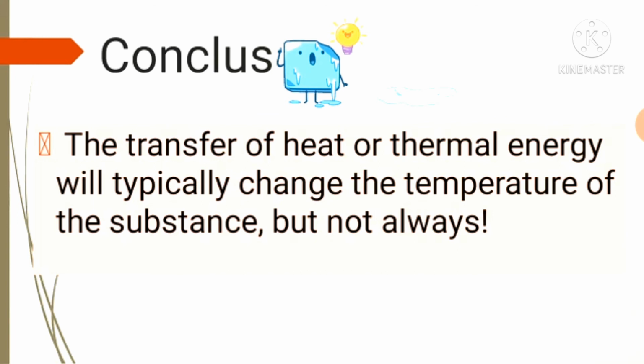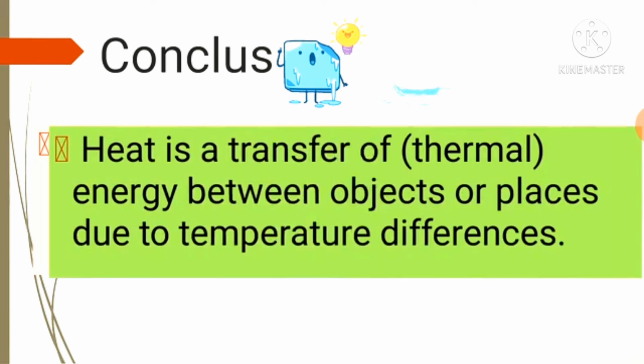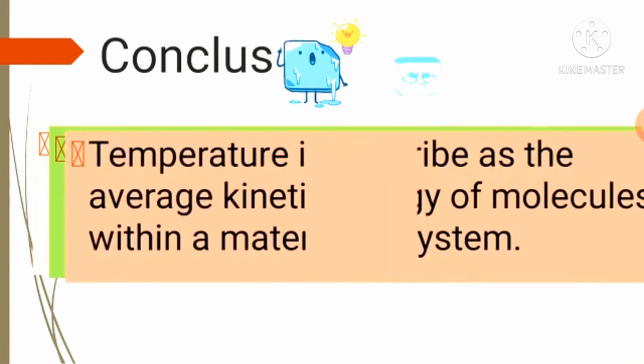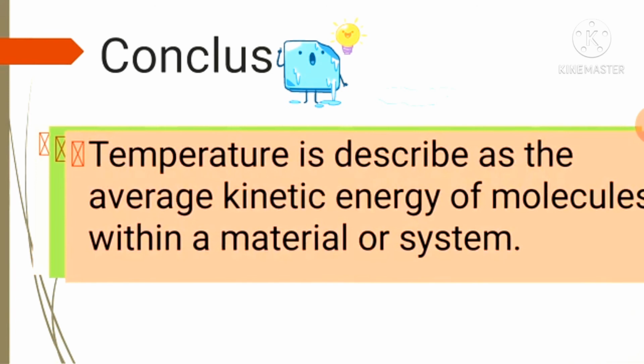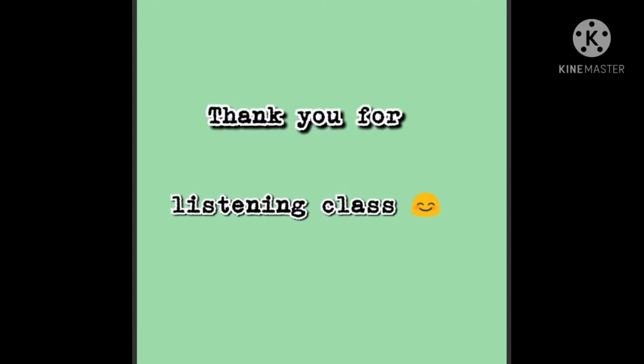So, in conclusion, the transfer of heat or thermal energy will typically change the temperature of the substance, but not always. For example, at the moment when the ice in the bowl turns into water, those water molecules will be the exact same temperature as when they were ice. Heat is the transfer of energy between objects or places due to temperature differences. Temperature is described as the average kinetic energy of molecules within a material or system. So again, we defined heat and temperature for you to be able to understand their differences.